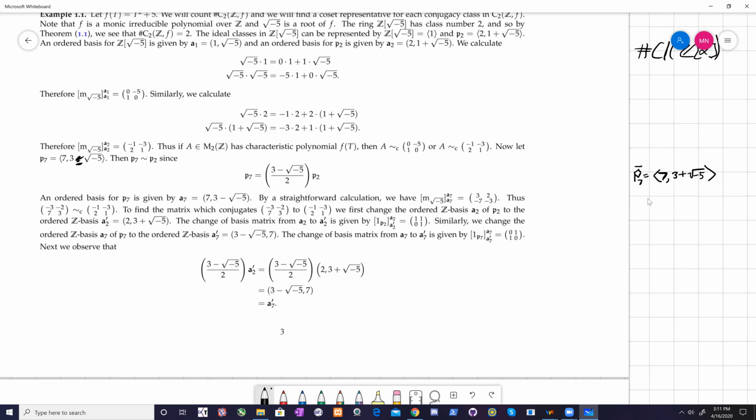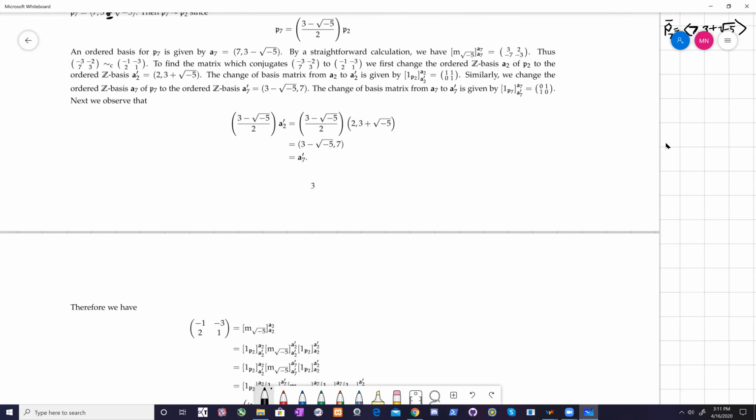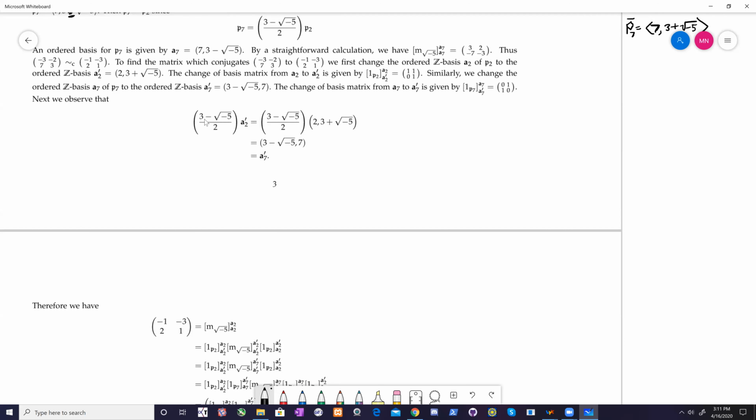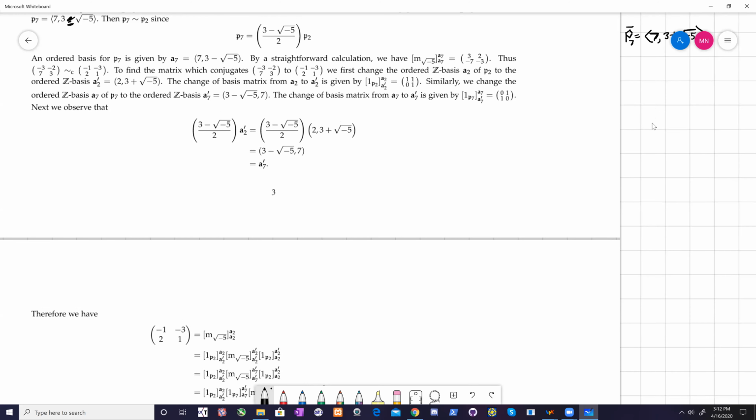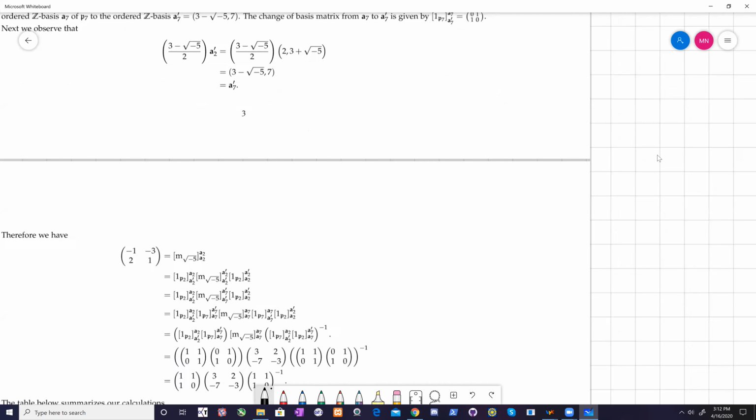So we change those ordered bases first. And then what we check now is that this 3 minus square root negative 5 over 2 map, when we multiply it by A2 prime, so remember this is like an isomorphism, we get A7 prime. That's why we changed the A2 basis to A2 prime and the A7 basis to A7 prime: so that we can literally get A7 prime from A2 prime by just multiplying this guy to A2 prime.